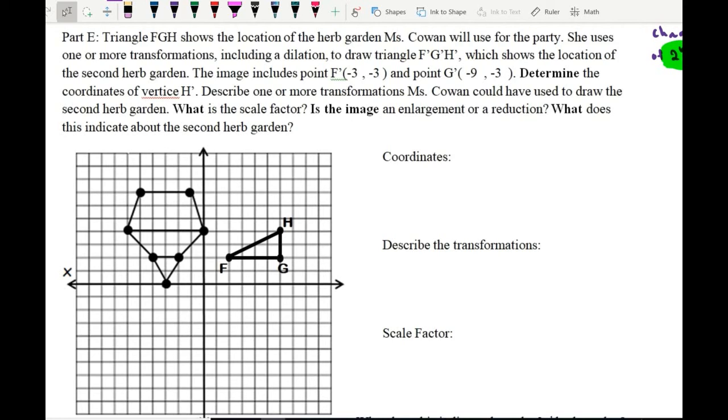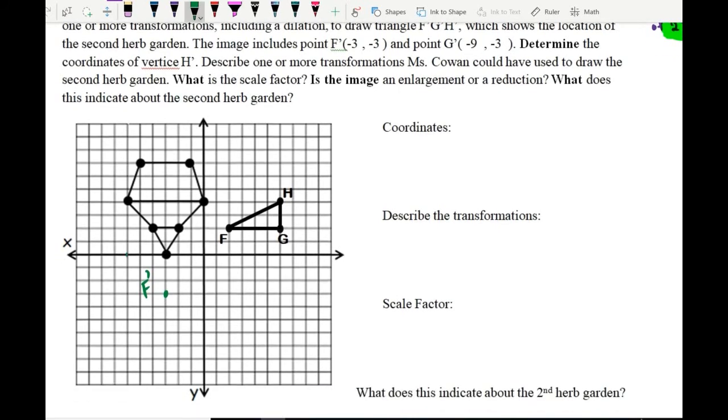The image includes the point F prime (-3, -3). So F prime is -3 and go down 3. This is your F prime. G prime is (-9, -3). So -6, -9, and we go down 3. So this is G prime. Alright, then what we're going to do is connect these two.